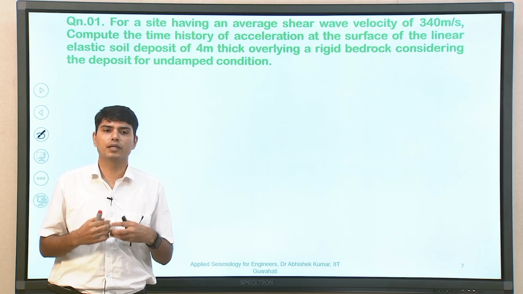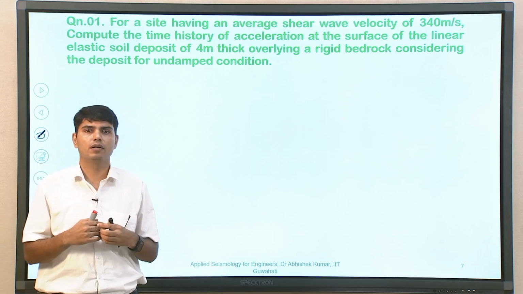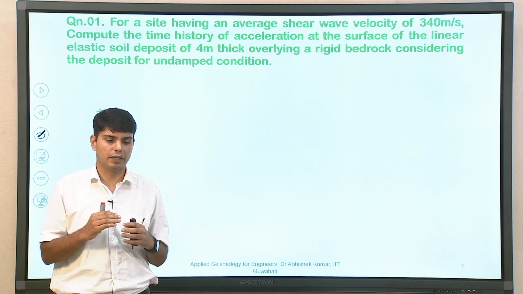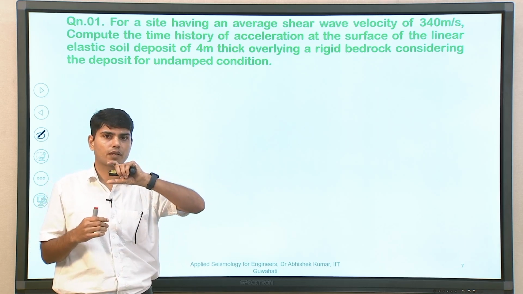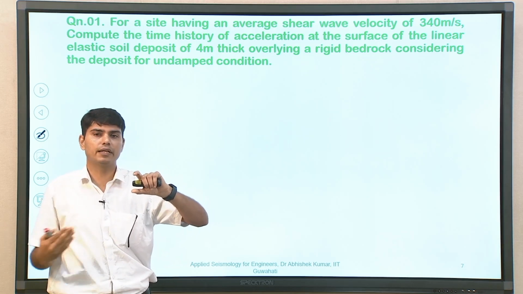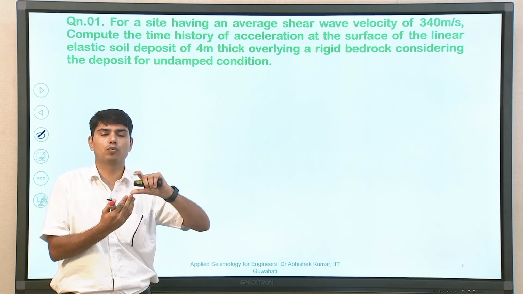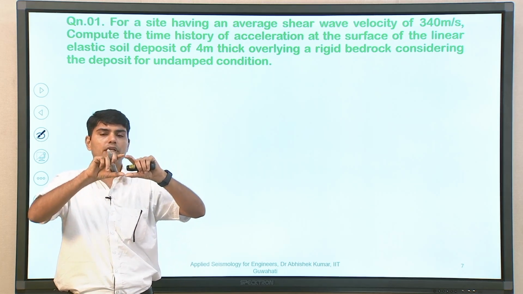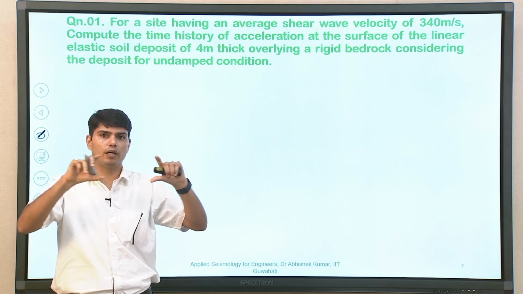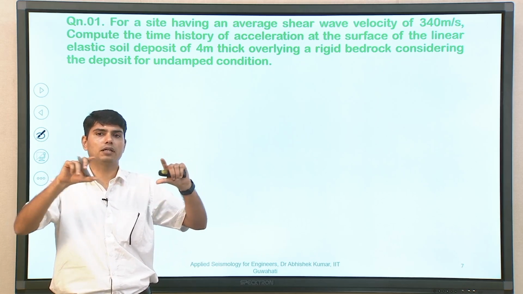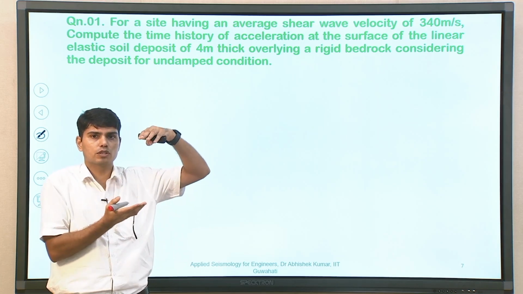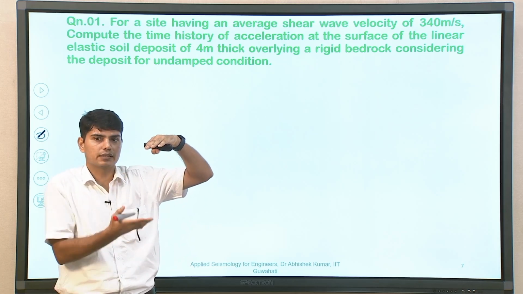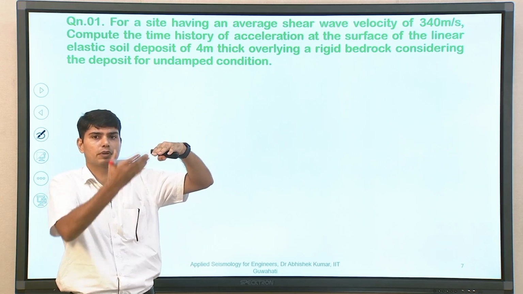Now, in order to understand this particular problem more specifically, we will try to solve a numerical. What we are trying to understand here is, if there is a rigid rock on which incident ground motion is available, that means bedrock motion beneath the soil layer is available, and above that bedrock there is undamped soil of thickness capital H. How is this soil layer of thickness H going to experience change in motion characteristics between the bottom and the surface of that soil layer?